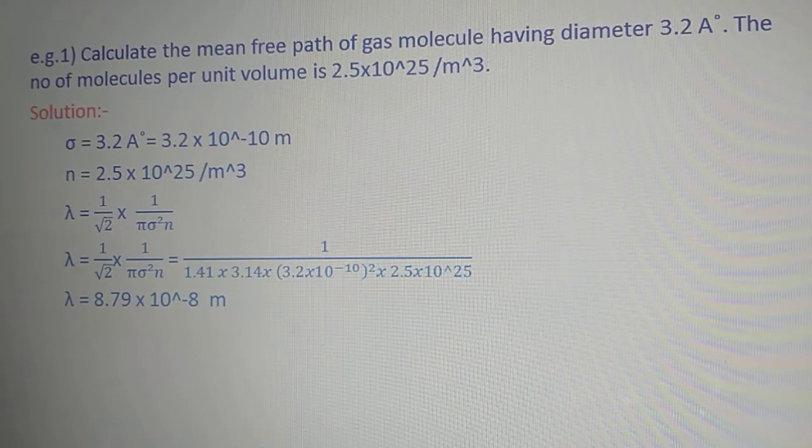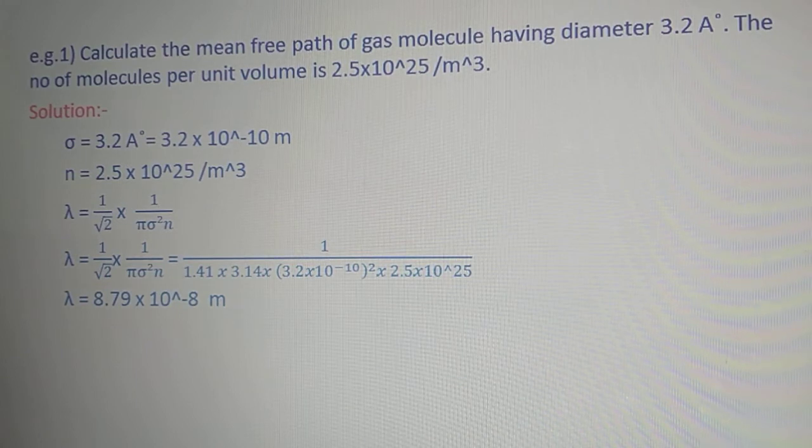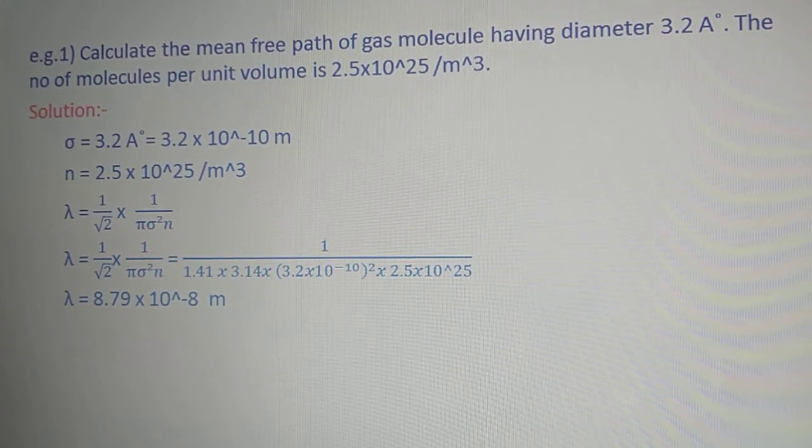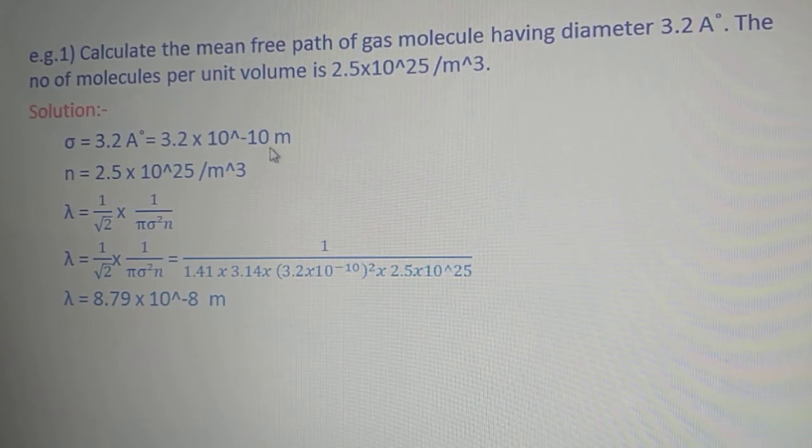mean free path, right? And we know that the formula for mean free path lambda is equal to 1 by root 2 into 1 upon pi sigma square n, where n is the number of molecules per unit volume, small n. So small n is equal to 2.5 into 10 to the power 25 per meter cube, right? And the diameter of the gas molecule is given, and it is equal to sigma. So sigma is equal to 3.2 angstrom. This gives you 3.2 into 10 to the power minus 10 meters.